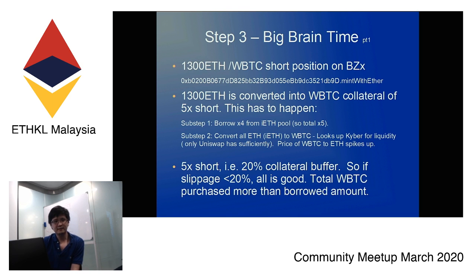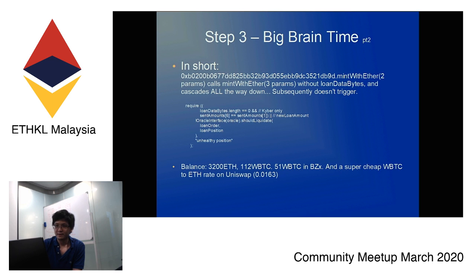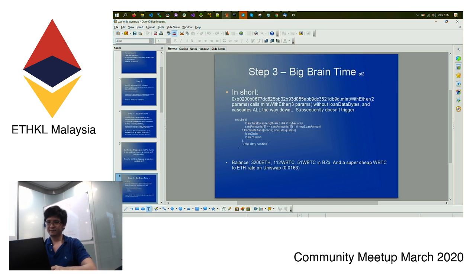So the main question for me is: why is the slippage not recognized to be over the 20% collateral, and why is it not stopped? Basically, why did the slippage protection not kick in? You can look up the contract on Etherscan. I can share some of the more in-depth step traces on the ETHKL group later. There is one parameter called mean reiter. I'll show this straight away.